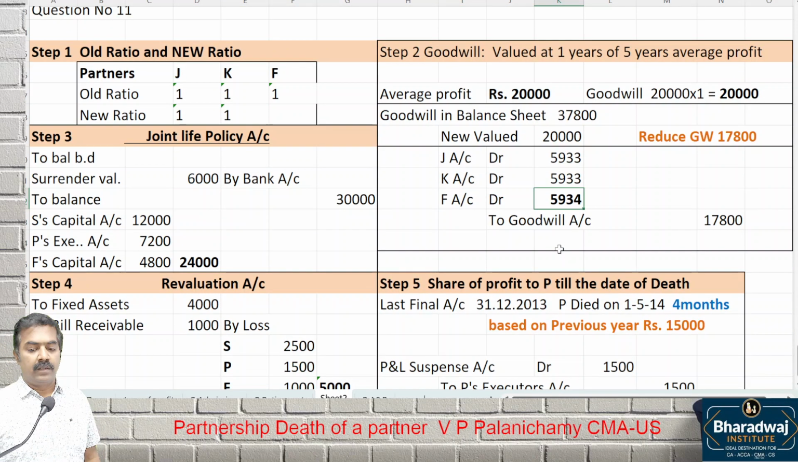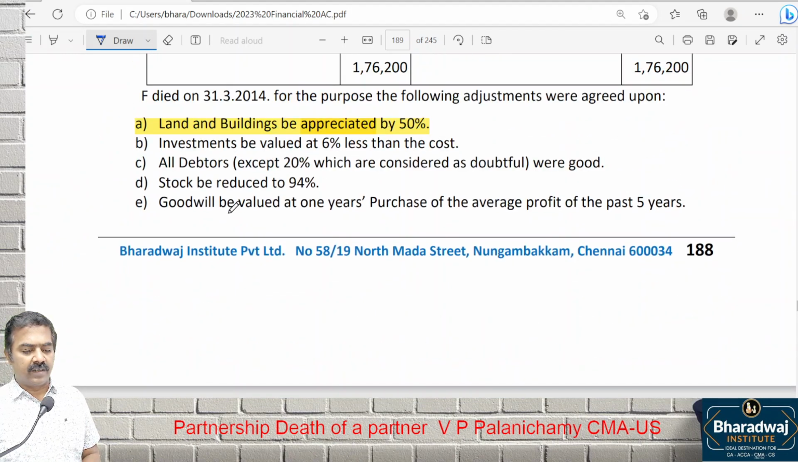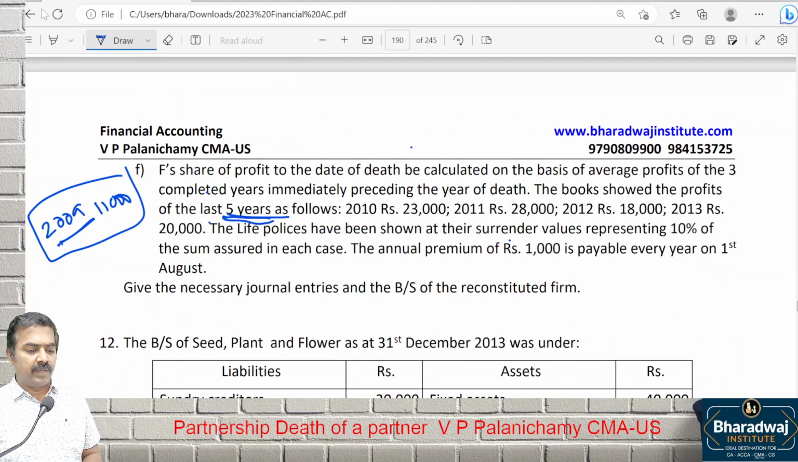Not clear? That is completed. Read the question. That is for the share of profit. See what it says about goodwill. Goodwill should be valued at 1 year purchase of average profit of how many years? 5 years. What is the point given in F? That is how to work out the share of profit of the 3 years. That is profit share till the date of death. That is not for goodwill.